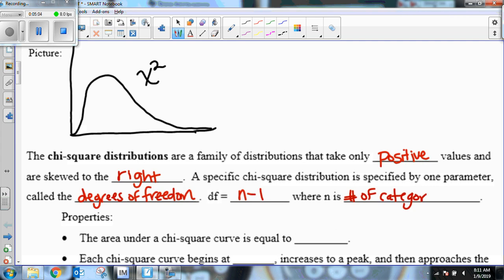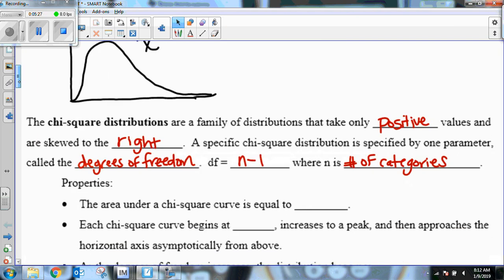So think back to yesterday's lesson when we did the Skittles example. The Skittles example had 5 categories. It was each of the different colors: red, orange, yellow, green, purple. That would be the 5 categories. So on a chi-square distribution yesterday with Skittles, it'd be 5 minus 1, a degrees of freedom of 4.